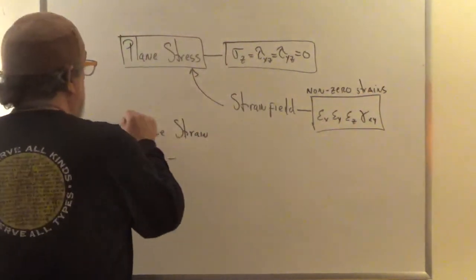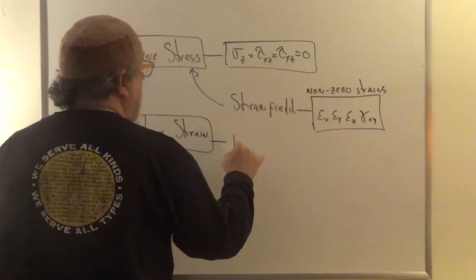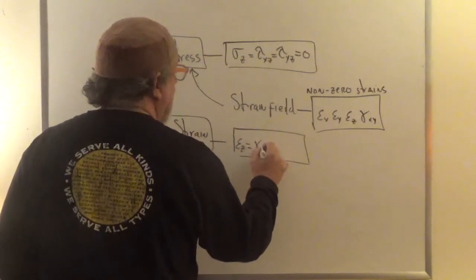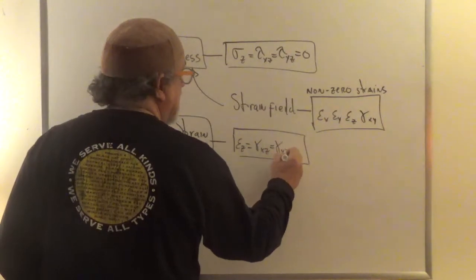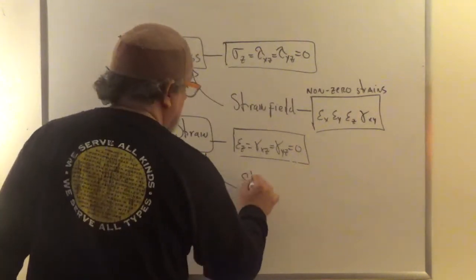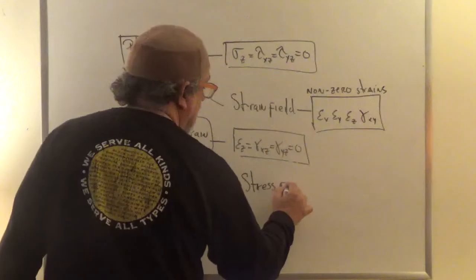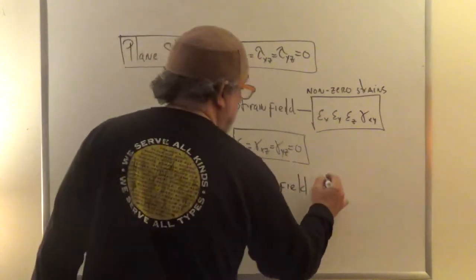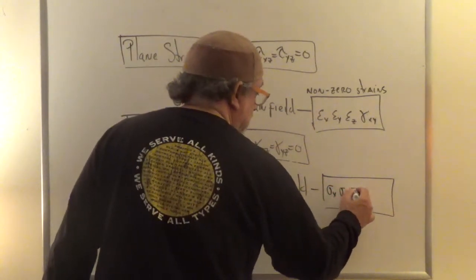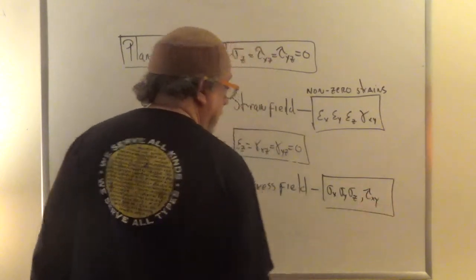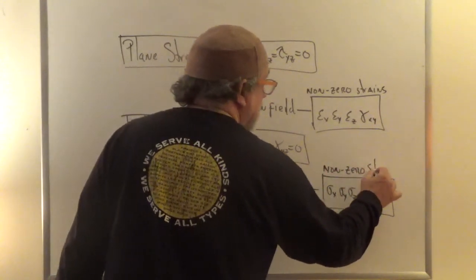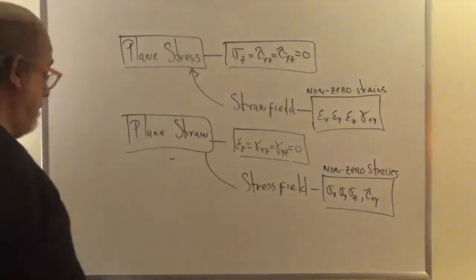If you are in plane strain, then what you have is epsilon z and gamma xz and gamma yz are 0, right? And the stress field of non-zero stresses is sigma x, sigma y, sigma z, and tau xy. These are the non-zero stresses. Okay.